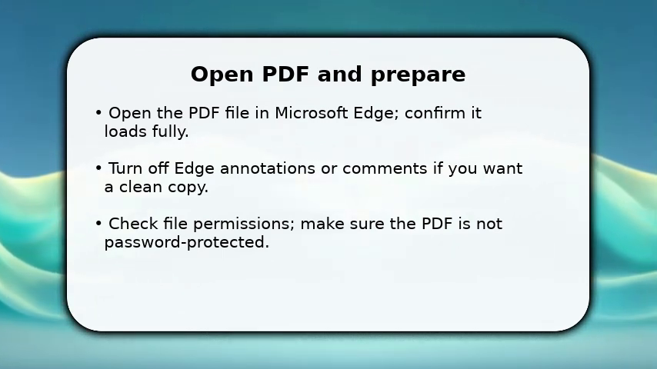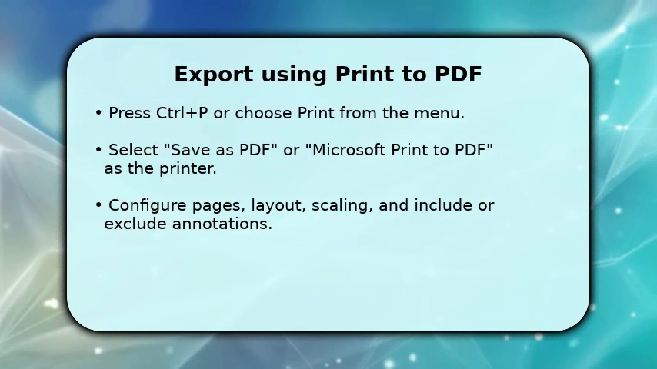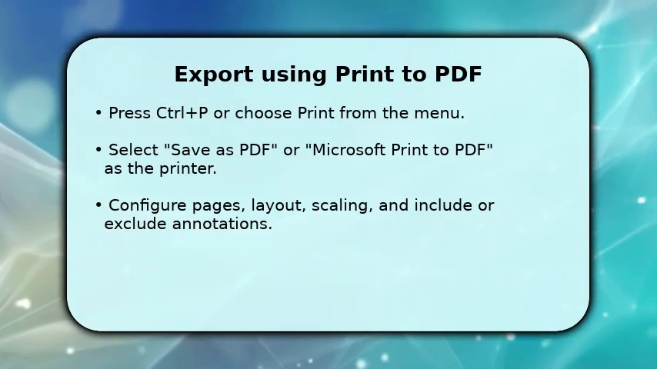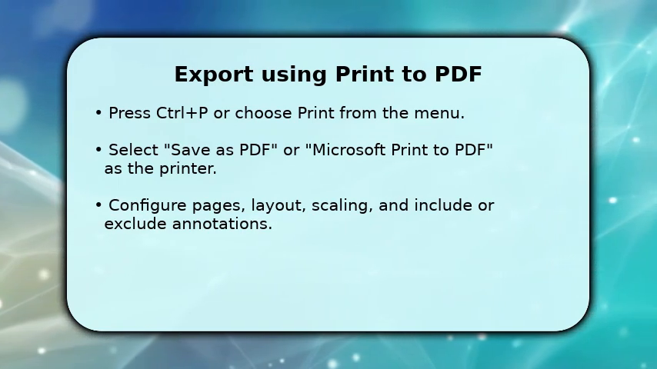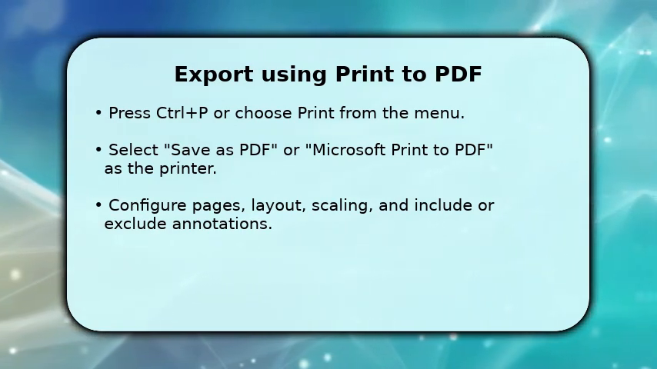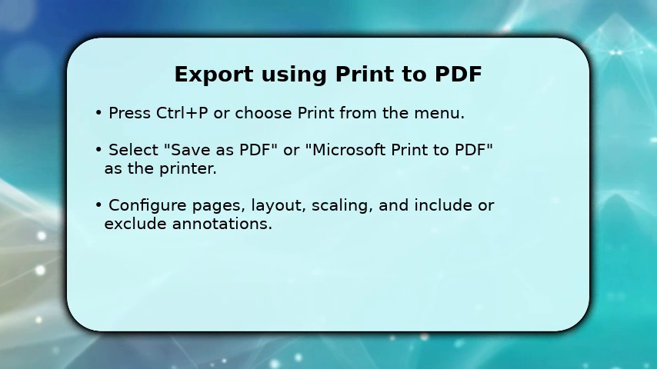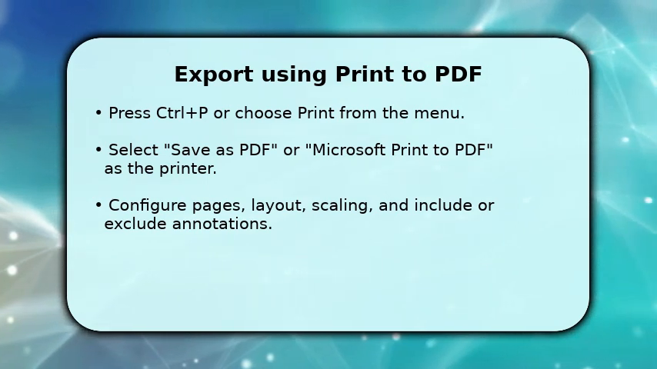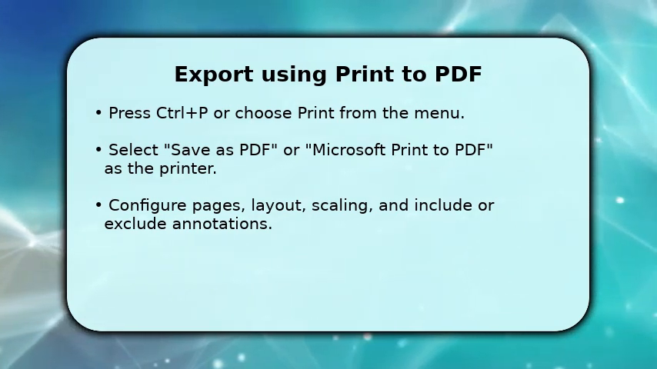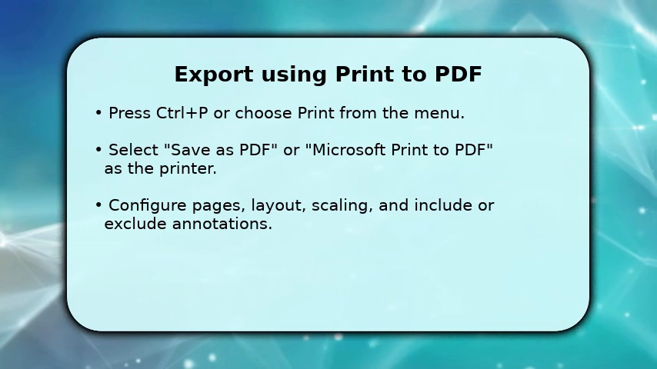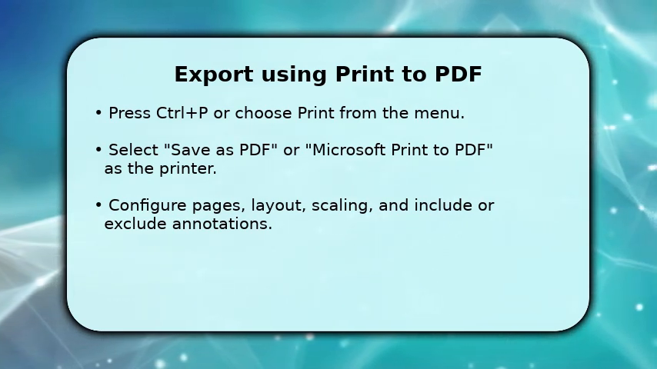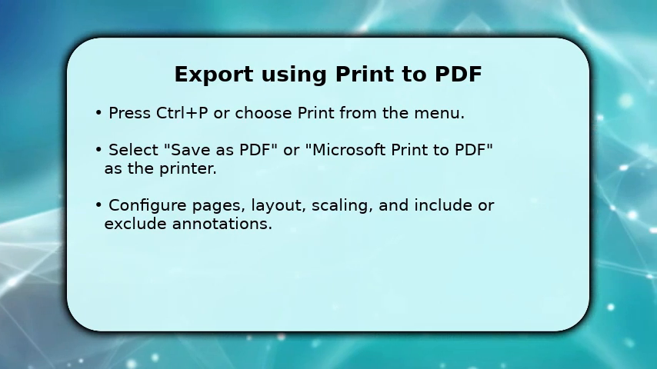Press Ctrl+P or pick Print from Edge's menu, then choose Save as PDF or Microsoft Print to PDF as your printer. This creates a standard PDF file separate from Edge. Make sure to set page range, portrait versus landscape, and scaling so content isn't clipped. If you disabled annotations, leave background graphics off. If you need them, enable that option.